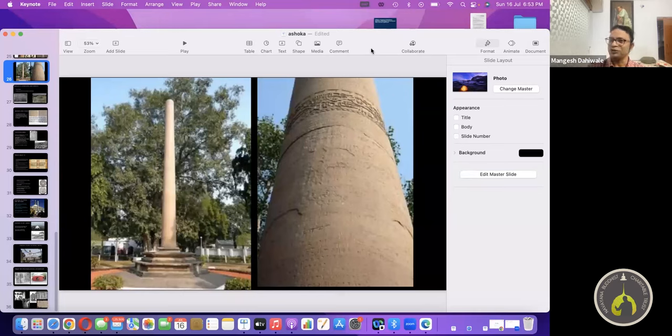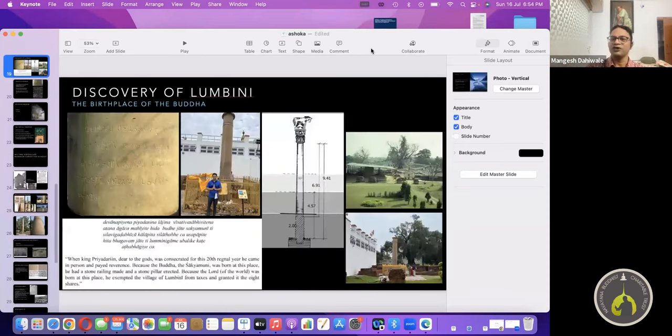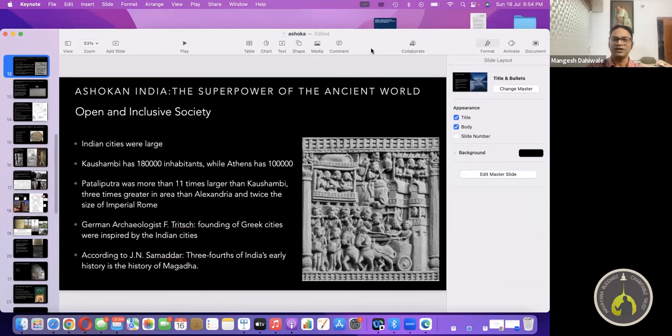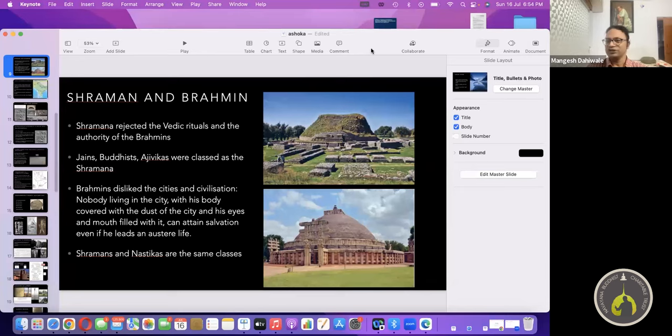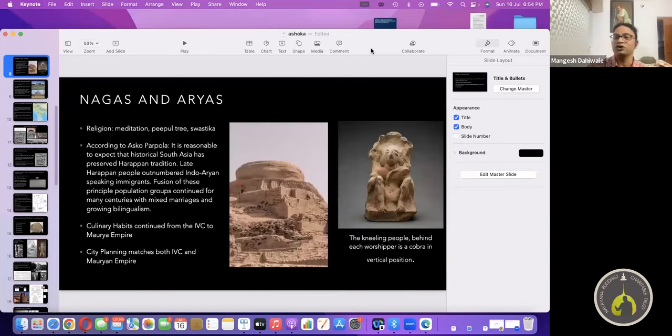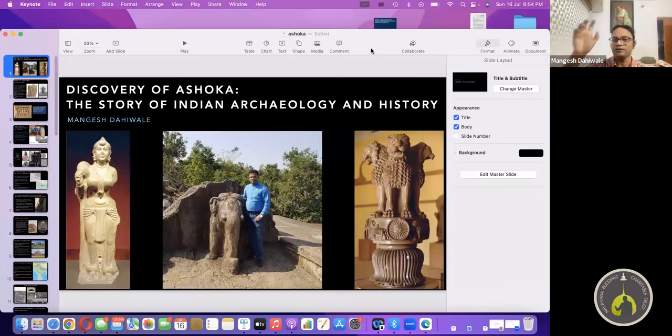Archaeological sources are more authenticated than the textual sources, because the textual sources can be gone back to again and again to reread, but they can also be tampered with. But whatever is written on stone can never be changed. Of course, there were efforts to change it and vandalize it, as we have seen in the presentation, and as we are going to see in future lectures. But I think this gives us an idea of the importance of Ashoka and his discovery to India. So I'll stop here and take up any questions that might be there.